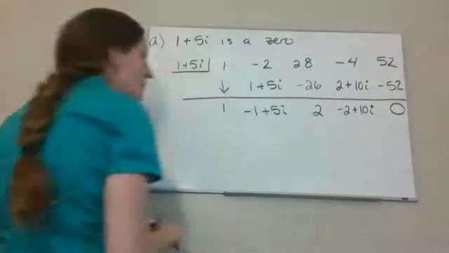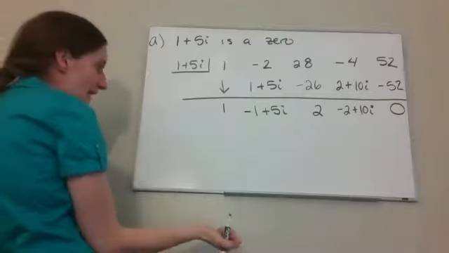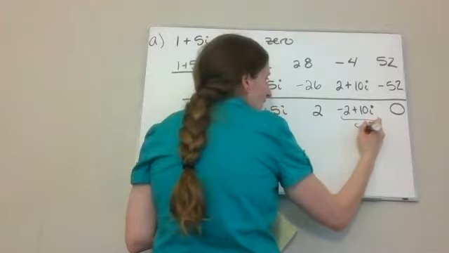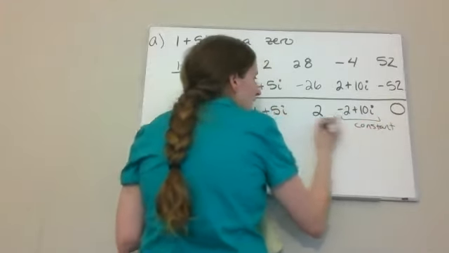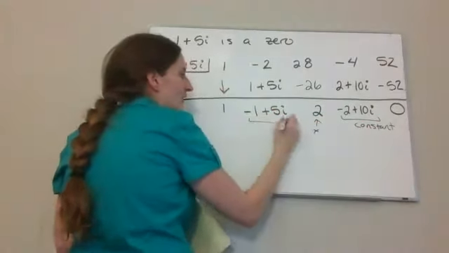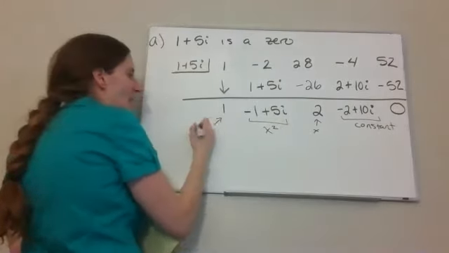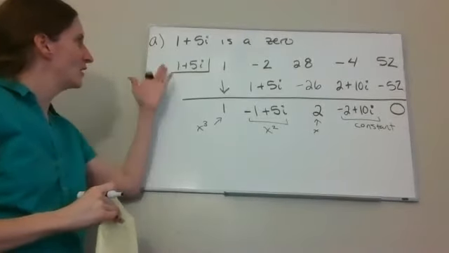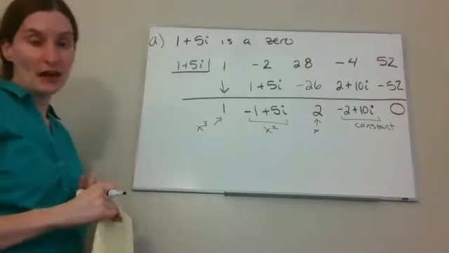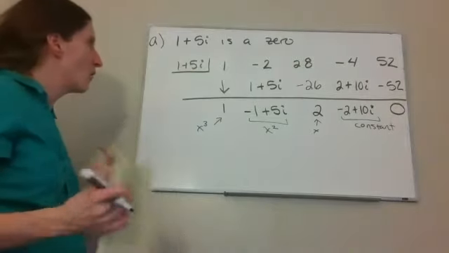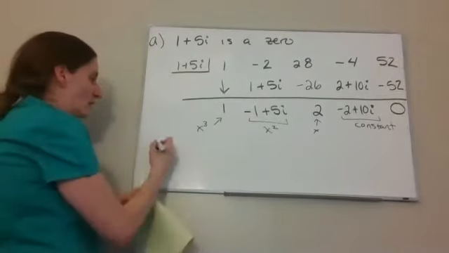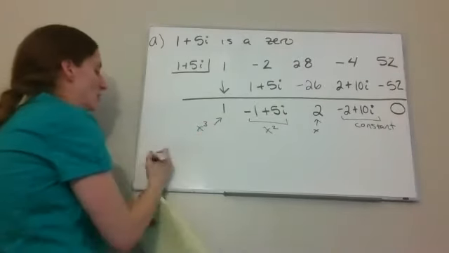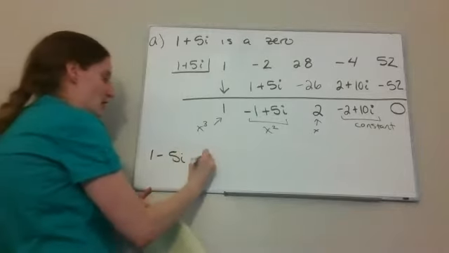All right, now just a reminder for us before I do my next set of synthetic division. This guy here would be a constant term. This is my x, this is my x squared, and this is an x to the third. So this is what I get when I divide using my 1 plus 5i as my 0. Now I know 1 minus 5i is also a 0. So I'm going to use that information.